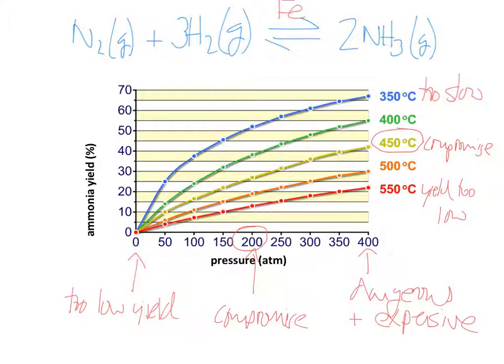You might also be asked to justify why an iron catalyst is used. Well, a catalyst has no effect on the yield, and it's important that you point that out. So catalyst, no effect on yield, okay, but it does increase the rate of reaction significantly.